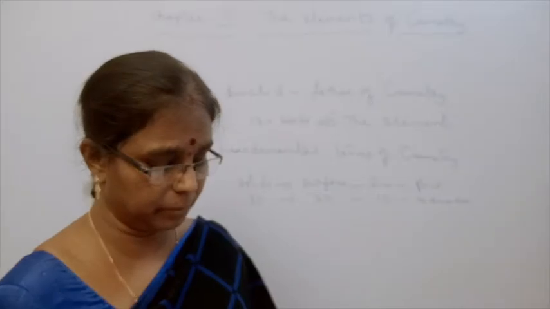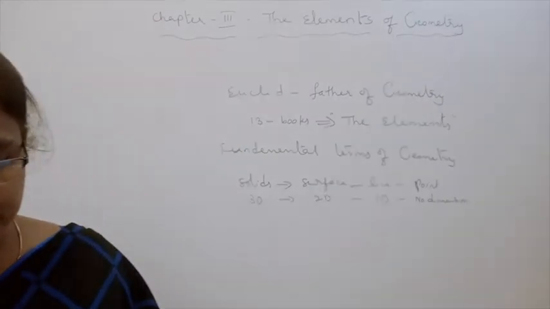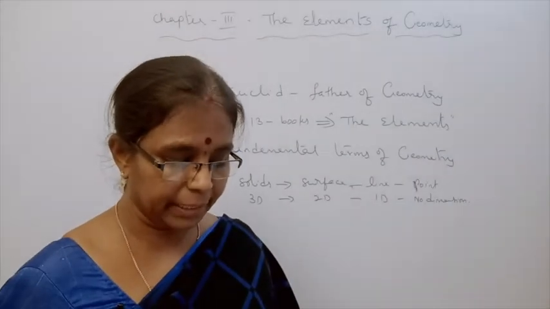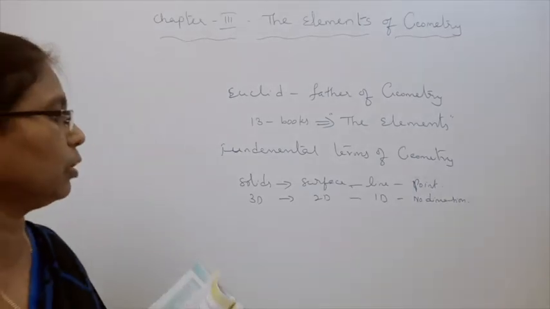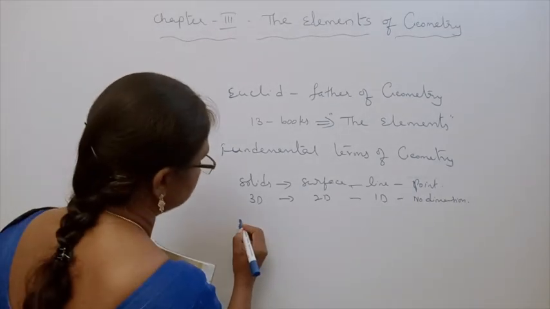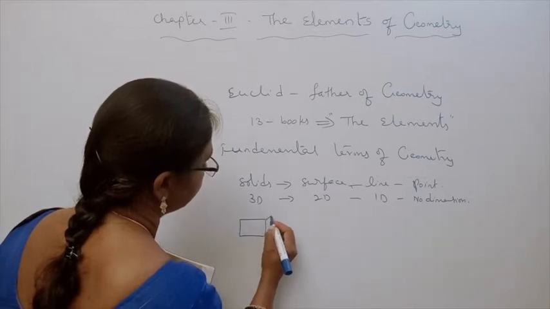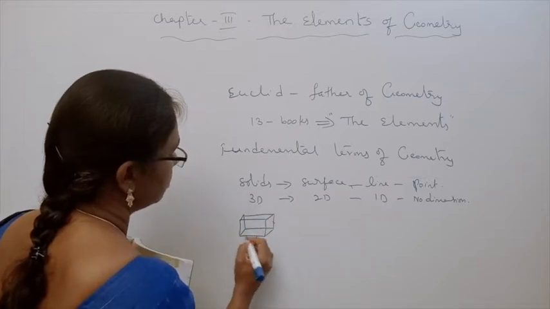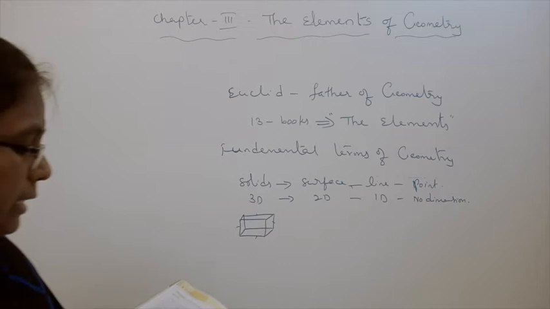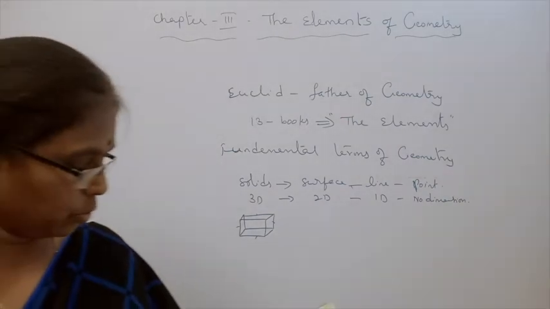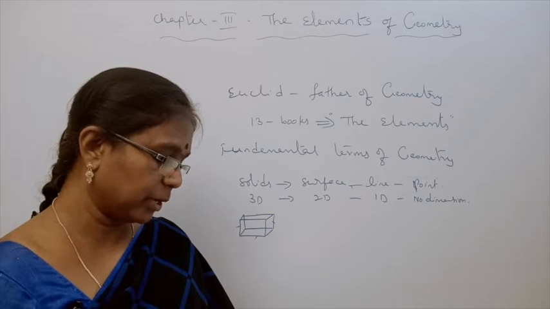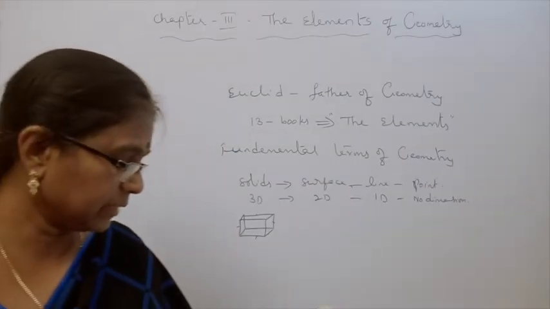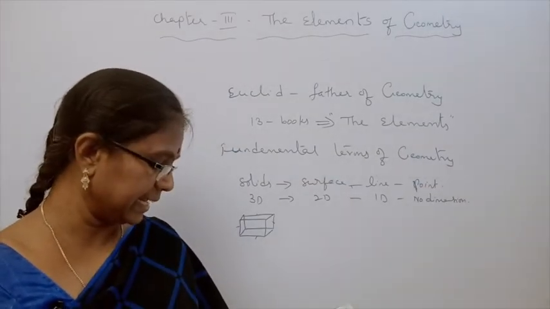Suppose the solid has shape, size, position, and can be moved from one place to another. Its boundaries are called surfaces. They separate one part of the solid from another. They are said to have no thickness, meaning no height. The boundaries of a surface are curves or straight lines. These lines end in points.